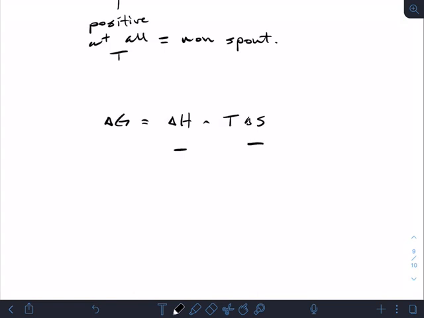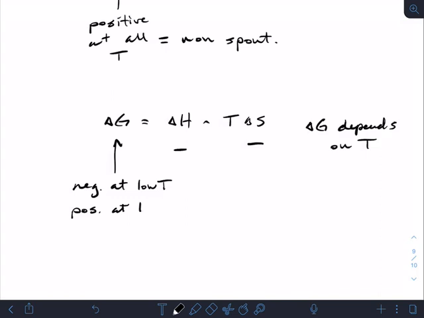So let's look at a different situation. What if they're both negative? If delta G equals delta H minus T delta S, and H is negative and S is negative, then now temperature matters. Delta G depends on temperature. If my temperature's low, I'm going to get a negative delta G. If my temperature's high, I'm going to get a positive delta G. So negative at low temperature, positive at high temperature.